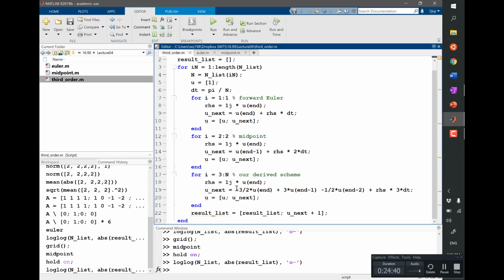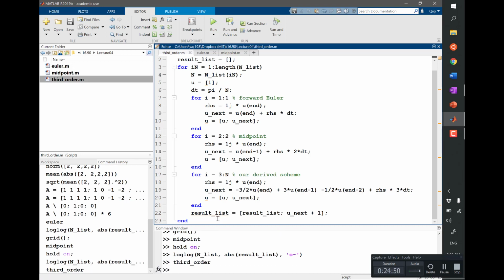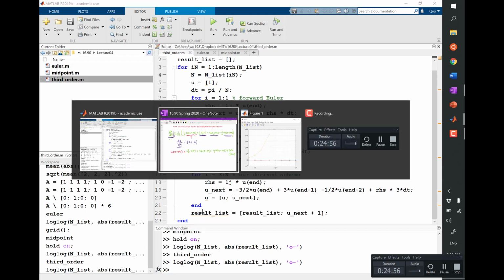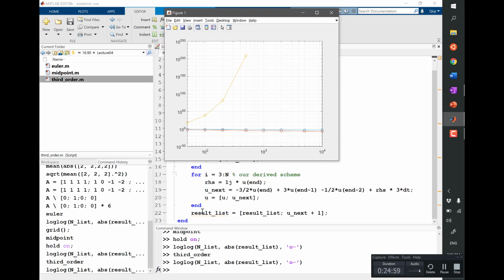Okay, good. So let's actually run it to see what we get. Okay, it finished. And now let's plot the result list on the log-log plot. So the blue is forward order, red is midpoint, and this is our third order scheme.